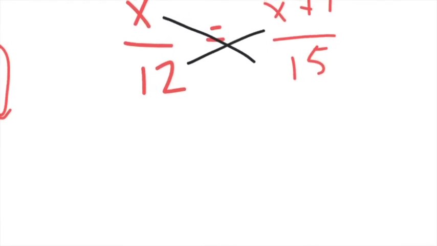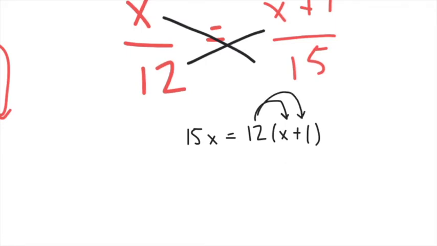I get 15x equals 12 times whatever x plus 1 is. Whenever I have a number on the outside of my parentheses, I distribute to both terms on the inside, and I get 15x equals 12x plus 12.